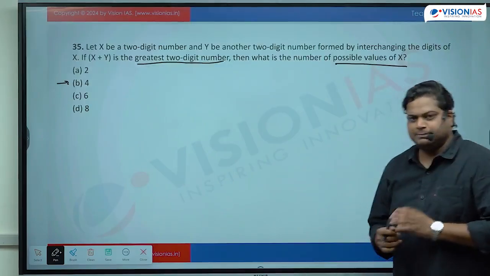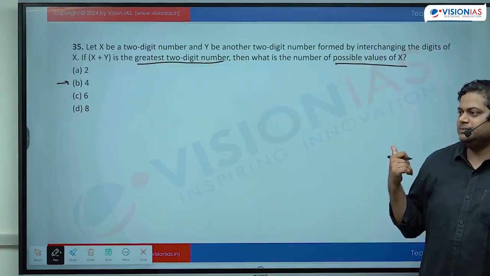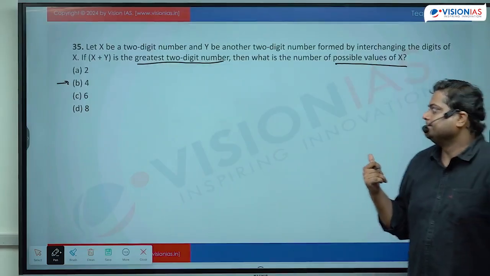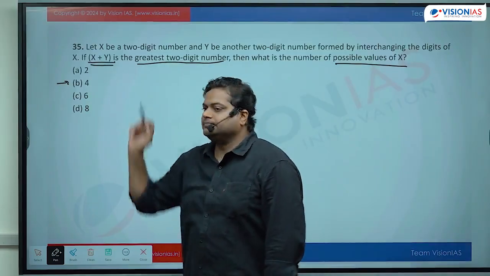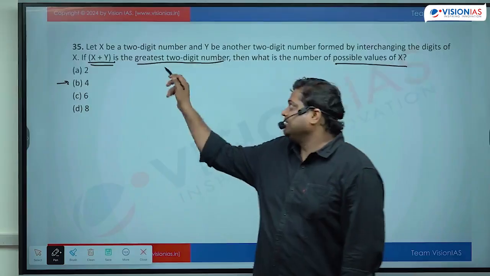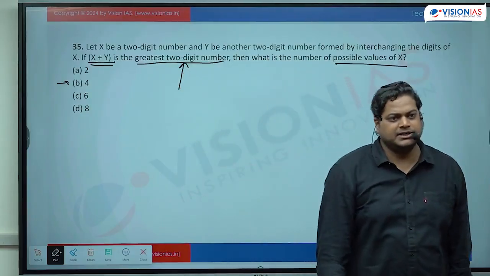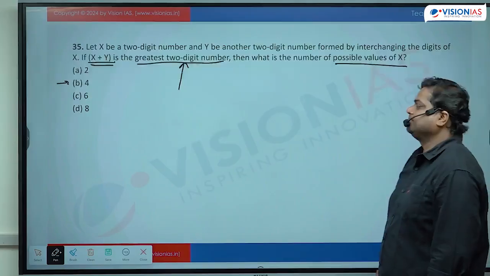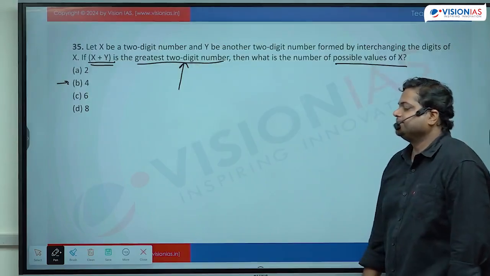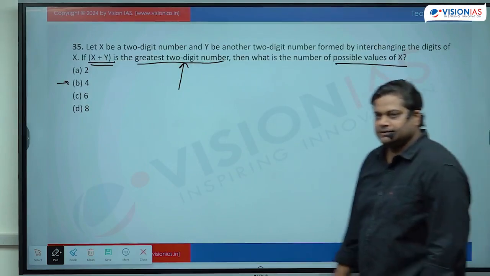So we can calculate place values. A, B, B, A. Then here it is written sum. This sum key value is greatest 2-digit number. What is greatest 2-digit number? 99.